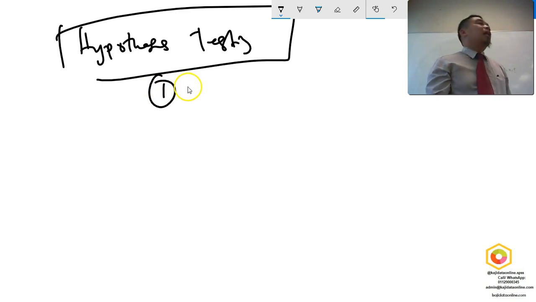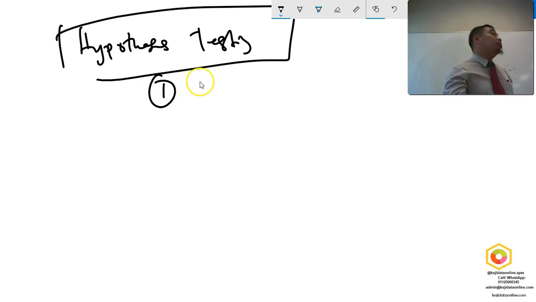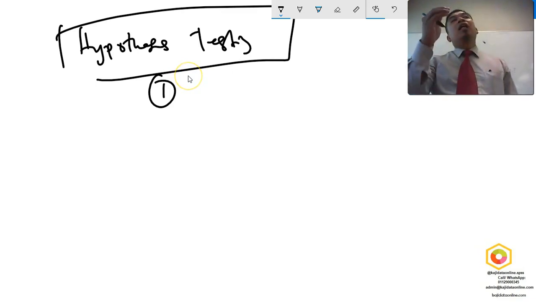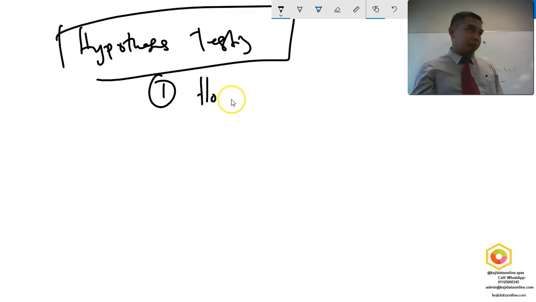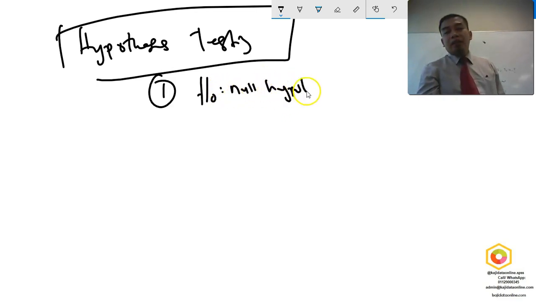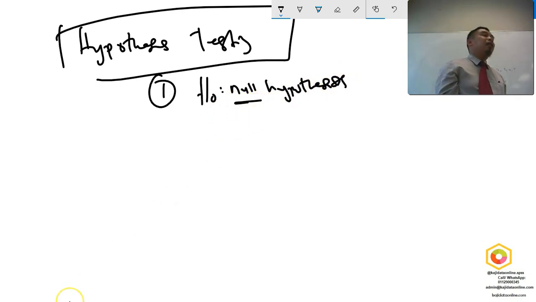Okay, the first one. In hypothesis testing, you must have the preliminary assumptions of the origin, or the original assumption. We call it the null hypothesis. Do you know about the null hypothesis? Have you heard about the null hypothesis before? Null hypothesis, N-U-L-L hypothesis. The null hypothesis indicates the assumptions of origin.